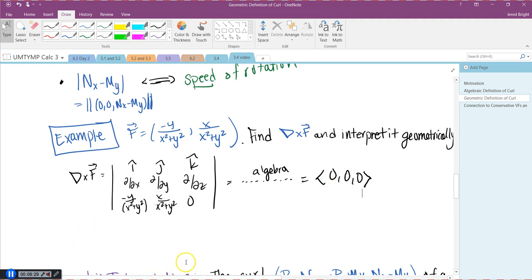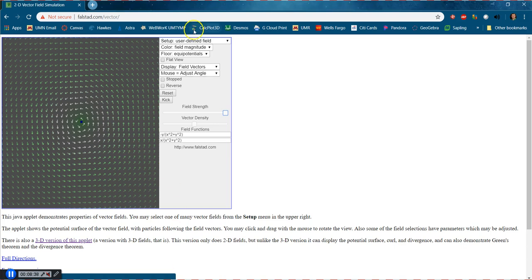Okay, and so this field, what we would say is that it is irrotational on a microscopic level, but if you look at, and this is that falstad.com applet that we've used before, the 2D vector field on here, what you end up seeing, and all these are of unit length, is that there is global rotation. So just keep in mind that irrotational doesn't mean that it isn't moving. It means that it isn't moving at a microscopic level.